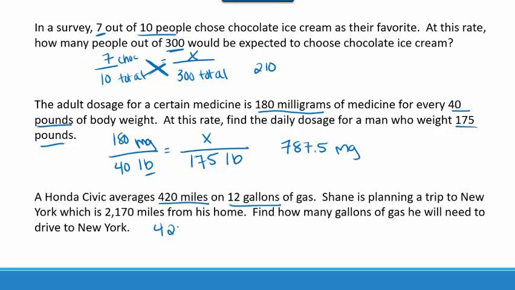And then last but not least, a Civic averaged 420 miles on 12 gallons. So 420 miles, 12 gallons. That's our first ratio. It says planning a trip to New York City, which is 2,170 miles. Find out how many gallons he would use. So we'll put 2,170 at the top, and then we'll put x or n at the bottom. Cross multiplying, we would get that he would use 62 gallons of gas.